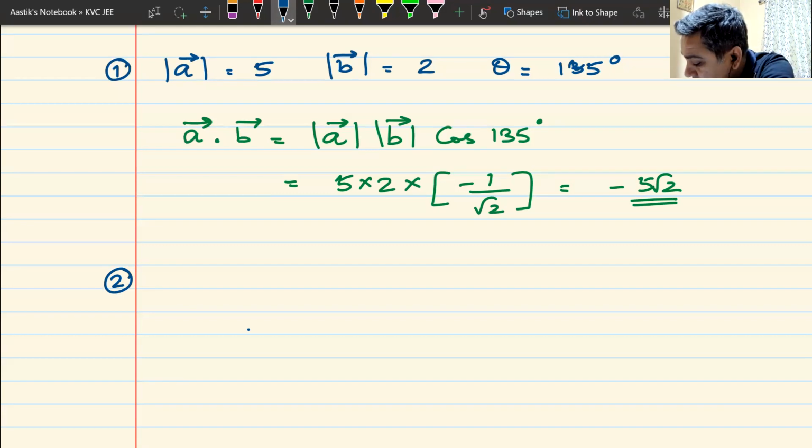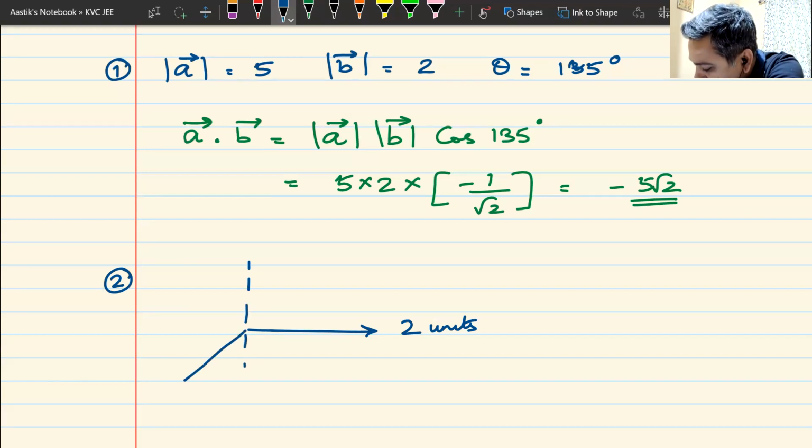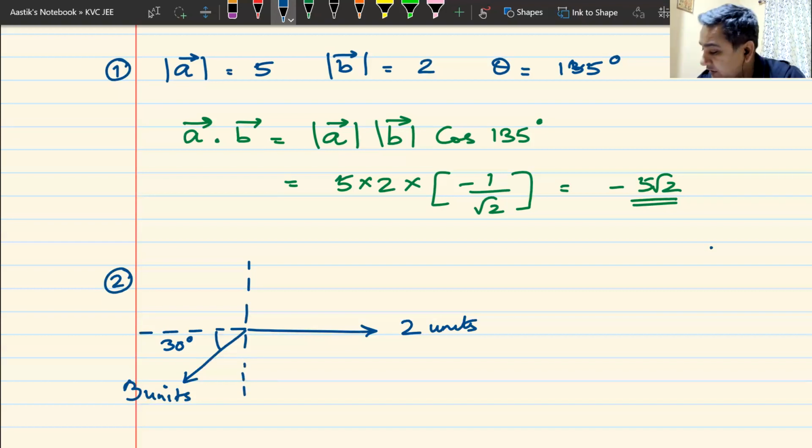I'll give you one more. My vector A is here, 2 units. My vector B is here, vector B is 3 units. And this angle is given as 30 degrees. You have to tell me the value of A dot B in this case.